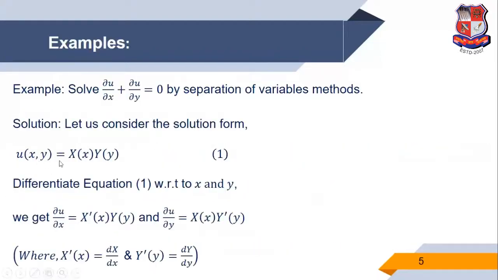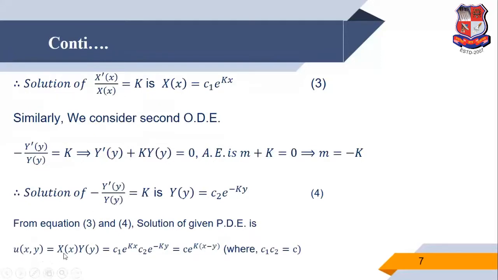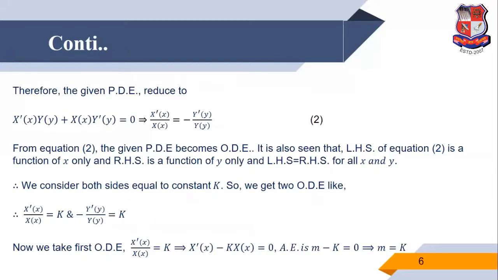That means this equation, so we get u of xy is equal to X of x, Y of y, which is equal to c1 e raised to kx, c2 e raised to minus ky, which is equal to c1 into c2. Both are constants, so we consider c, so c into e raised to k(x minus y). So u of xy is equal to c e raised to k(x minus y) is a solution of the given first order PDE.